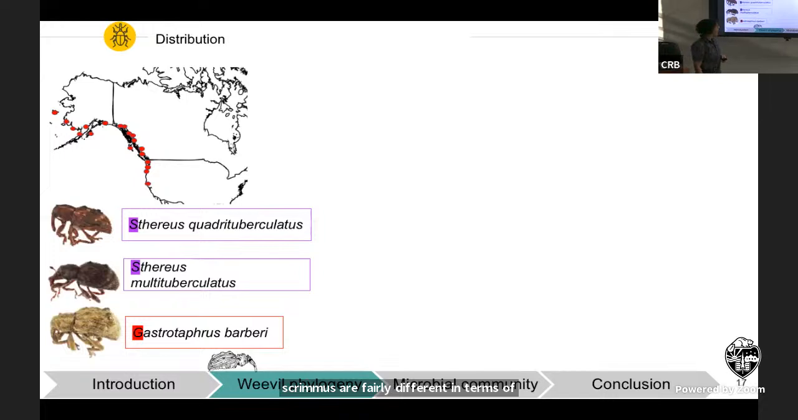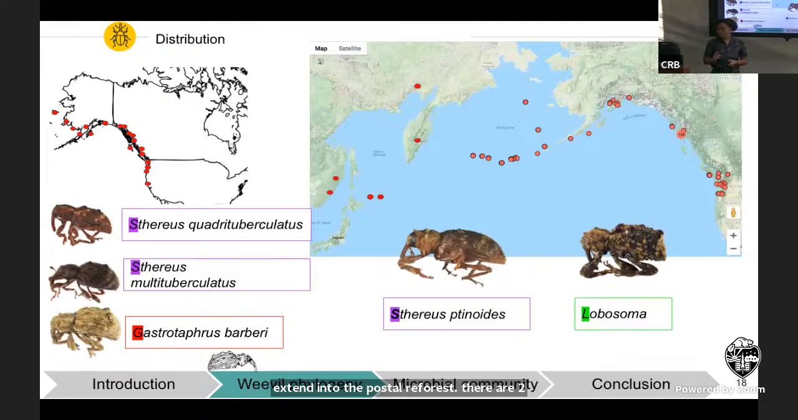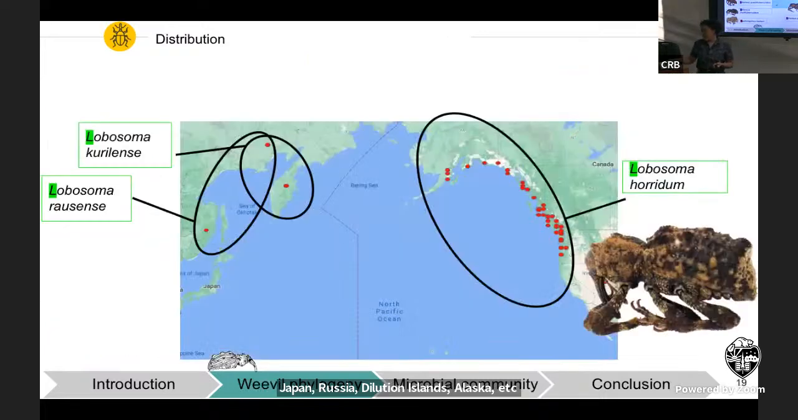So distribution-wise, most Asterias and Gastrotaphrus have this Pacific Northwestern distribution I mentioned. So it goes up into Alaska. There's some that are found in Northern California and everywhere in between. Mostly restricted to the shoreline, although they also extend into the coastal rainforest. There are two exceptions. Asterias tenoides and Lobosoma both follow an amphi-Pacific distribution, which is just jargon meaning that they can be found in Japan, Russia, the Aleutian Islands, Alaska, et cetera, down the Pacific Northwest, again, coastal.